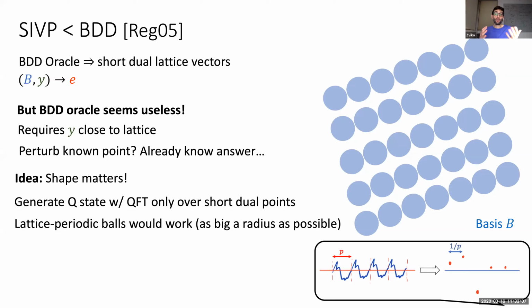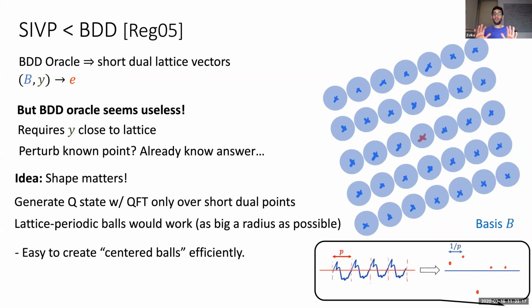So the approach is actually pretty similar to what we tried to do before when we attempted to classically utilize the BDD oracle. So we can generate a superposition over all the lattice points, and then for each of these lattice points, create a little ball around it. This is something that you can do efficiently, but even though it's quantum and a superposition, it suffers from the exact same problem that I mentioned before.